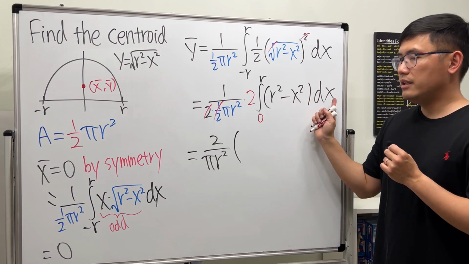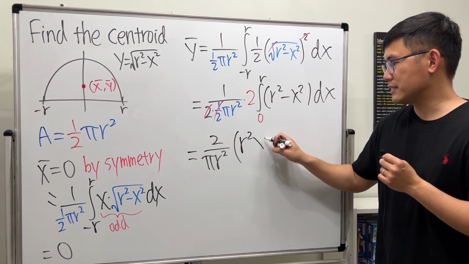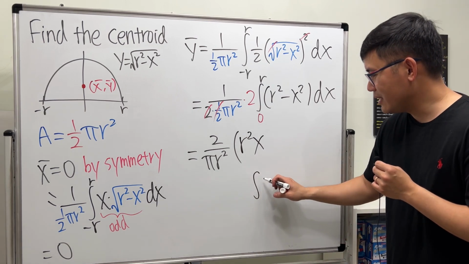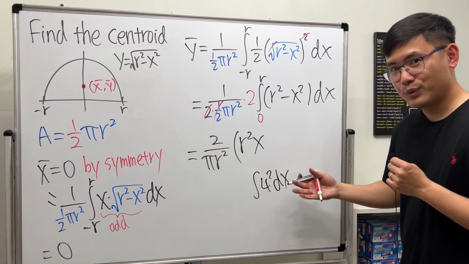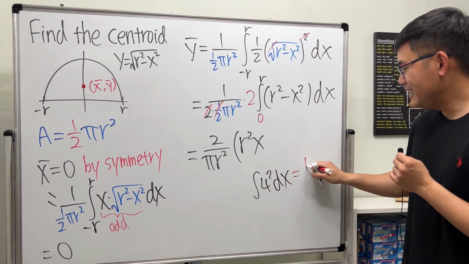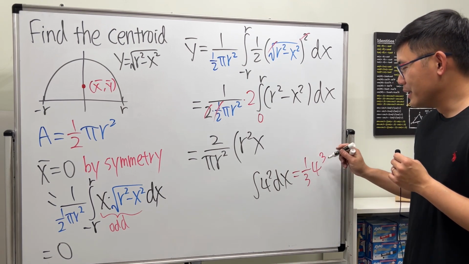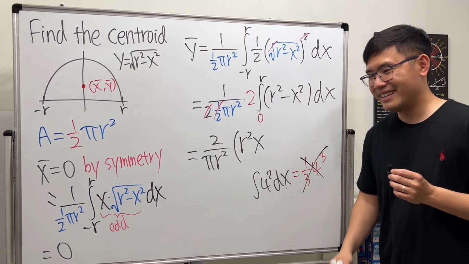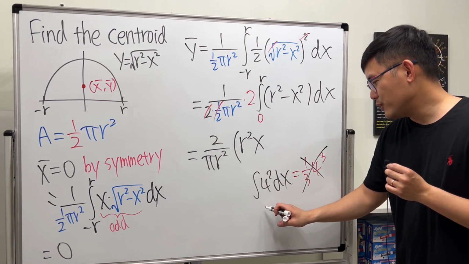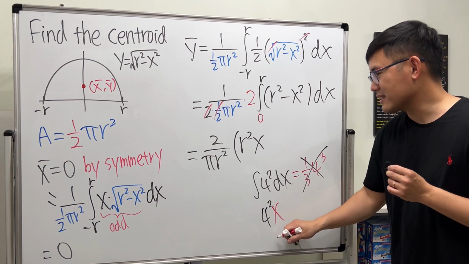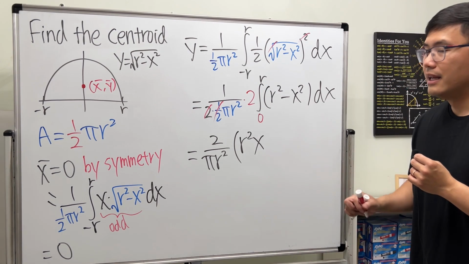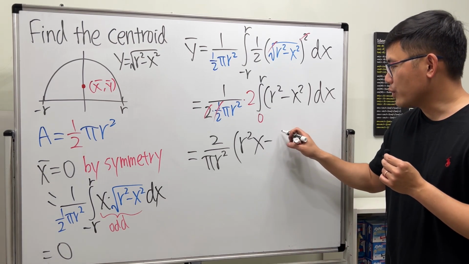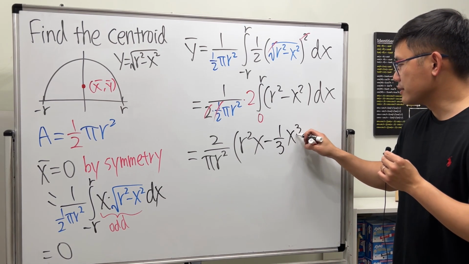r squared in the x world, we get r squared x. Because r is just a constant. It's just like integrating 4 squared dx. What do we get? Do not say the answer is 1/3 times 4 to the 3rd power. No. Because 4 squared is just 16, it's just a number. You get 16x, which you can write down as 4 squared x. All right, same thing. Now, this is the part where we have to use the reverse power rule. So we minus 1/3 x to the 3rd power.